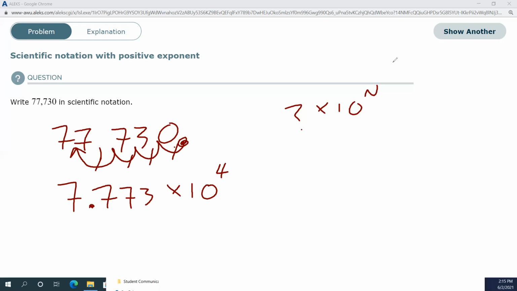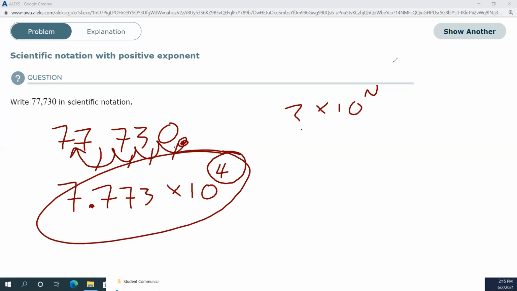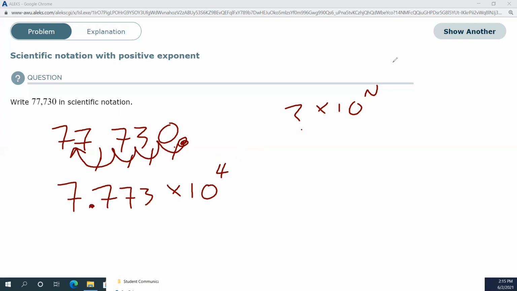Okay. Now, at some point, we have to ask ourselves, how do I know if the 4 is positive or negative? Well, you just remember this. I started off with a really big number, 77,000, and I made it smaller. And to compensate for making it smaller, I'm going to do a positive exponent, because if I multiply all this out again, that positive exponent will fluff it back up to 77,000.